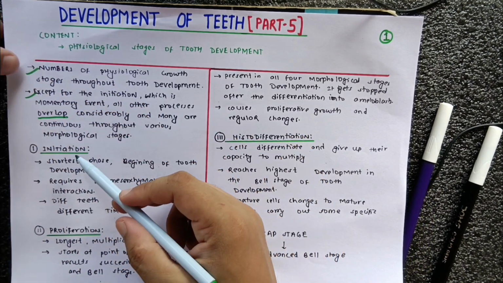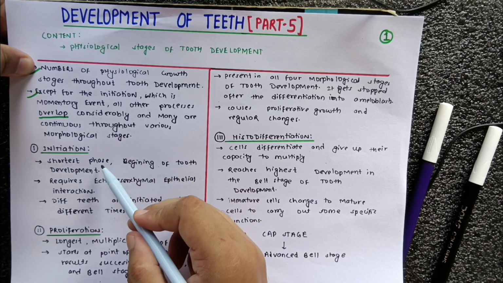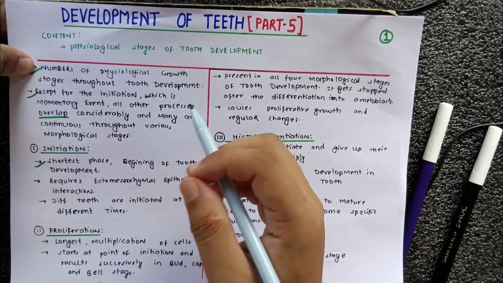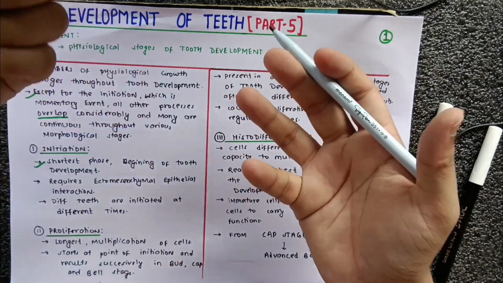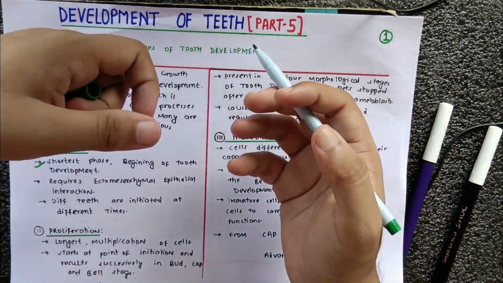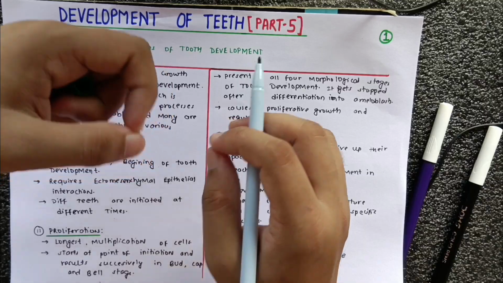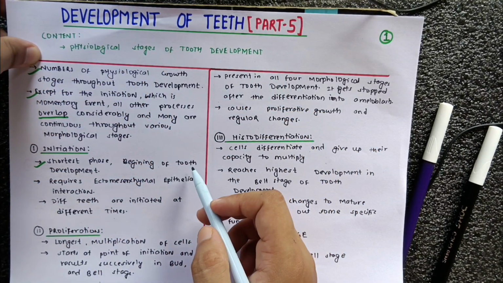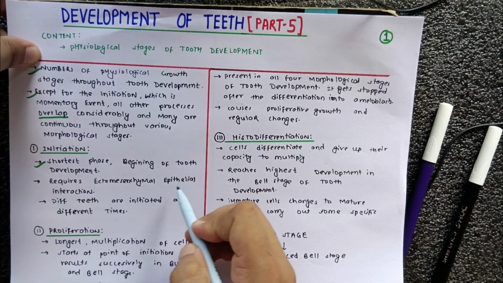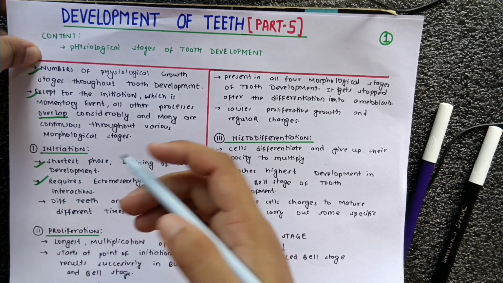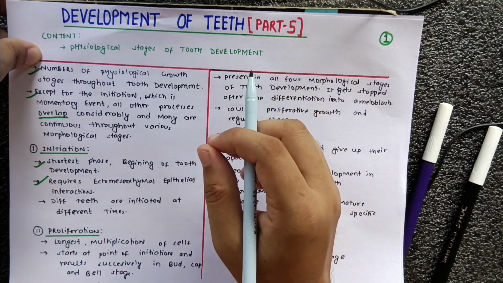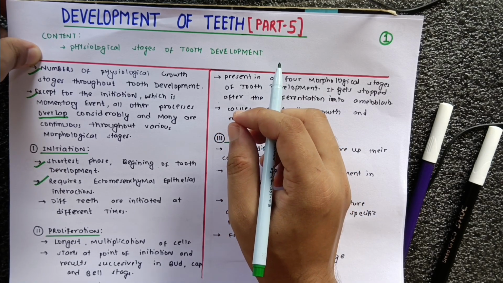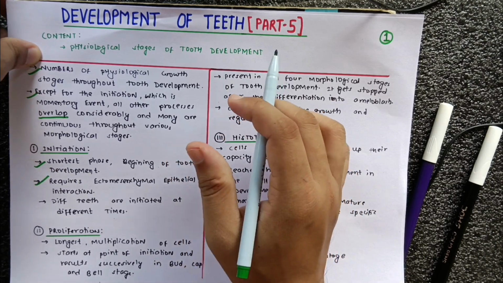Now our first stage is initiation. It is the shortest phase and the beginning of tooth development. Initiation means that anything just gets started. It requires the ectomesenchymal epithelial interaction. As I discussed in my previous video, epithelial and ectomesenchymal interaction is very important in tooth development. Without it the tooth is not developed.